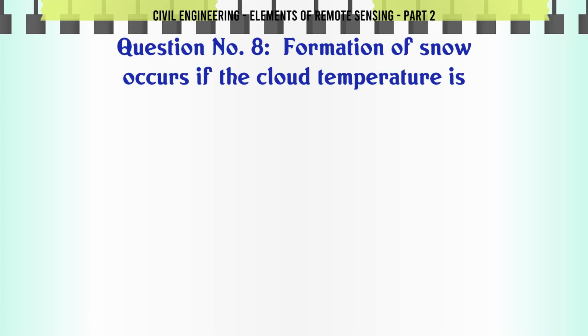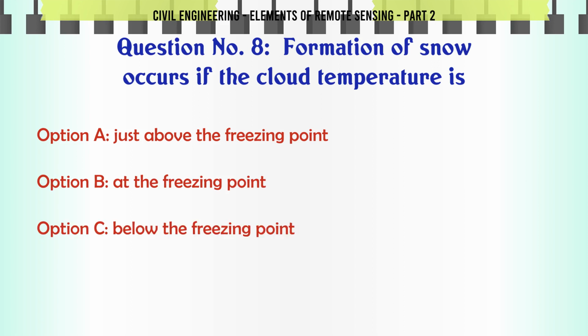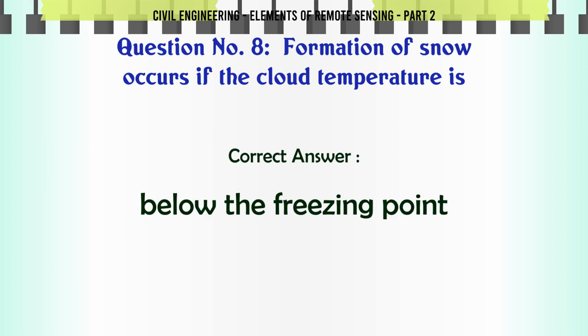Formation of snow occurs if the cloud temperature is A. Just above the freezing point. B. At the freezing point. C. Below the freezing point. D. None of these. The correct answer is below the freezing point.